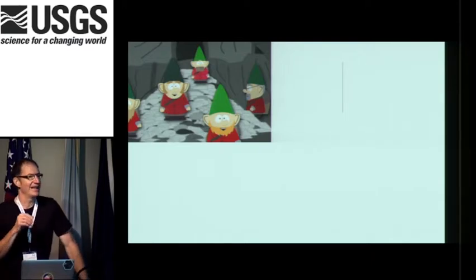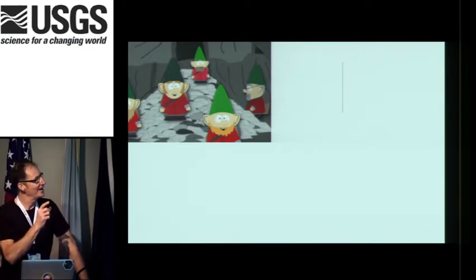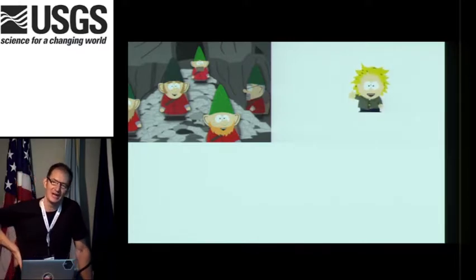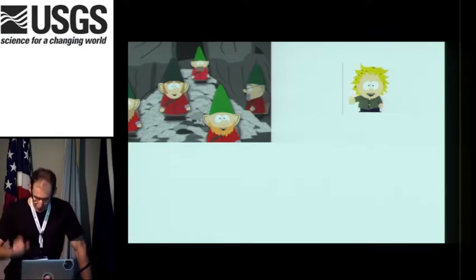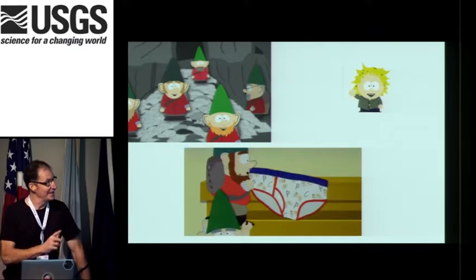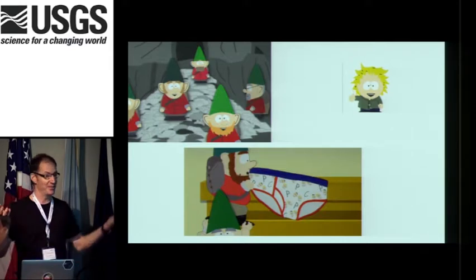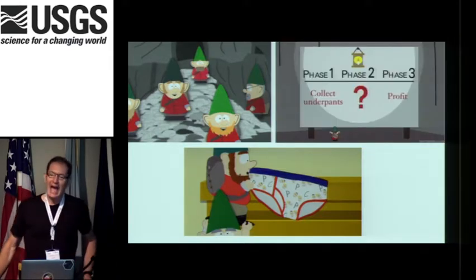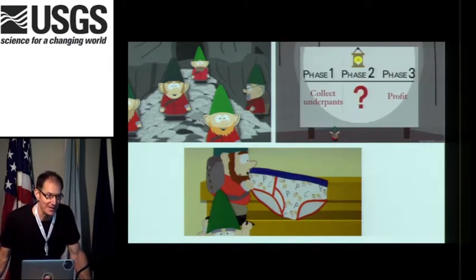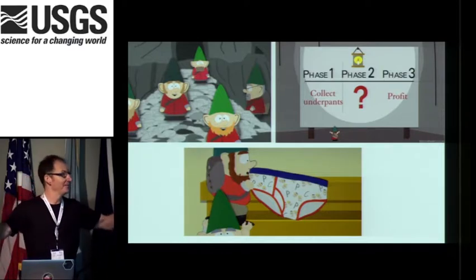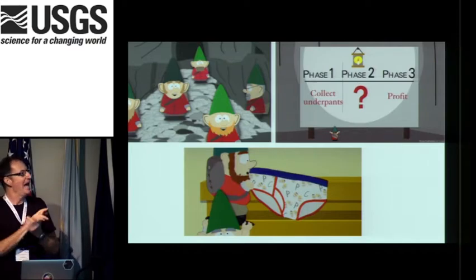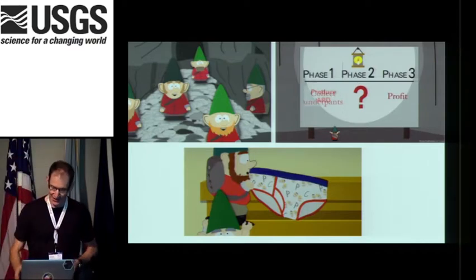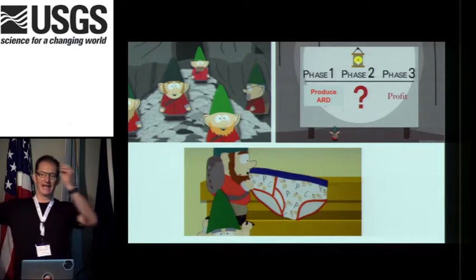There's always a South Park analogy for everything, and I particularly like the underpants gnomes, because they went around hassling Tweak and stealing his underpants at night. When they finally got cornered, he asked what they were going to do with them. And they said, we've got this plan. We're going to collect underpants, and then we're going to profit. And I thought, bingo, that's it. So we're going to produce ARD, and then we're going to profit.